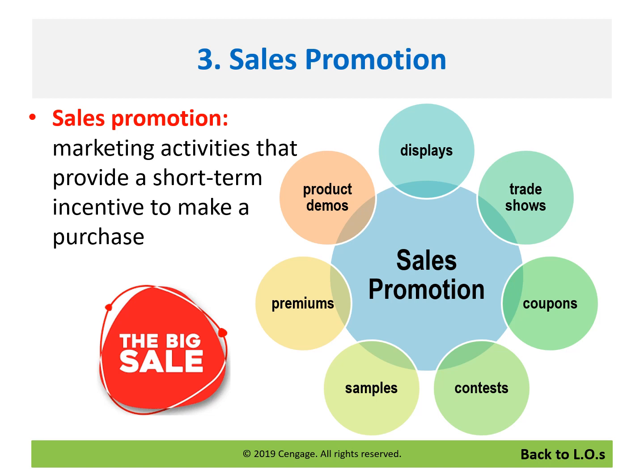Number three, sales promotion, which consists of marketing activities that provide a short-term incentive, usually in combination with other forms of promotion, to supplement or otherwise support the objectives of the promotional program. This broad category includes displays, trade shows, coupons, contests, samples, premiums, and product demos.